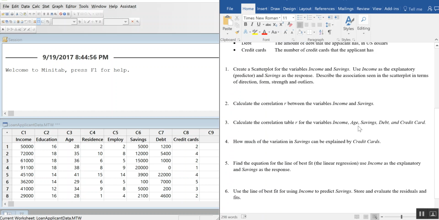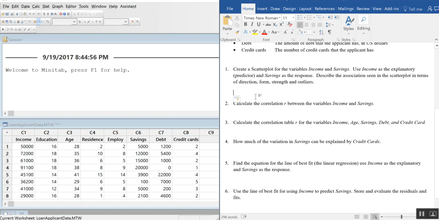So the first thing we're going to do is create a scatter plot of the income and savings variable. In particular, you should be using the income variable as the explanatory variable or predictor variable. You can think of this as an x variable, an independent variable. Then we're going to try to use that to predict the response variable, savings. So someone's income is used to predict how much they're going to save. And then we're going to describe the association we see in terms of the 4 things that you should look at as far as describing association.